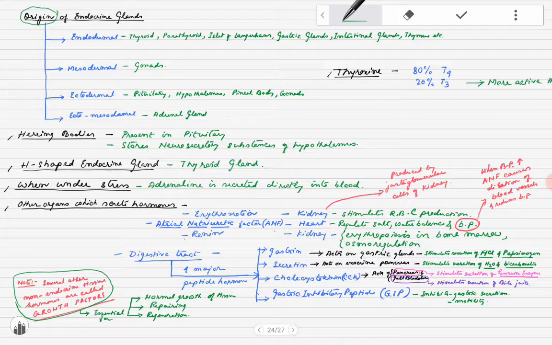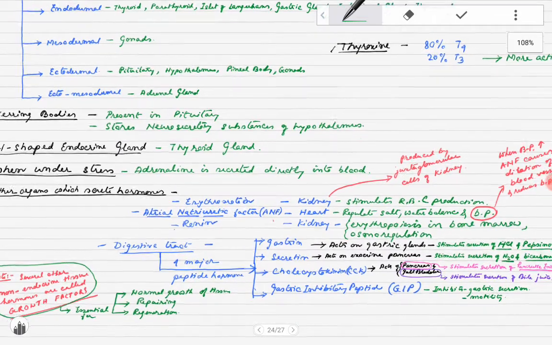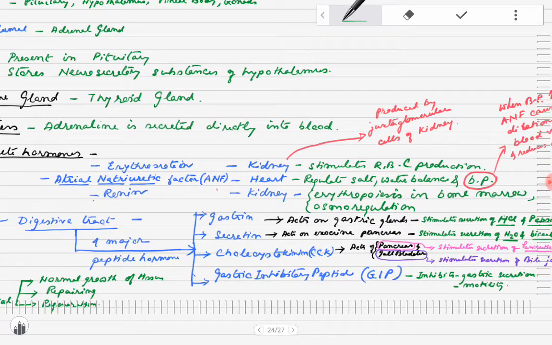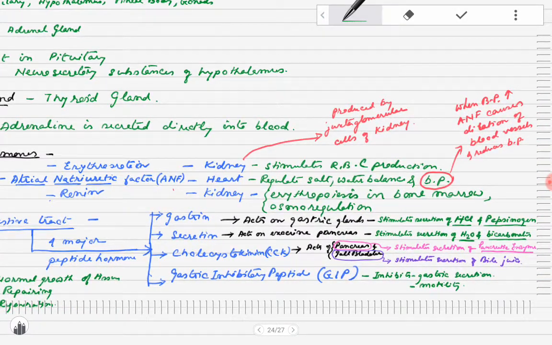Now when under stress, adrenaline is secreted directly into the blood. Other organs which secrete hormones besides these glands are the kidney, heart and the digestive tract. The kidney secretes erythropoietin, which stimulates RBC production. It is produced in the juxtaglomerular cells of the kidney, and the kidney also secretes renin, which controls erythropoiesis in bone marrow and osmoregulation.